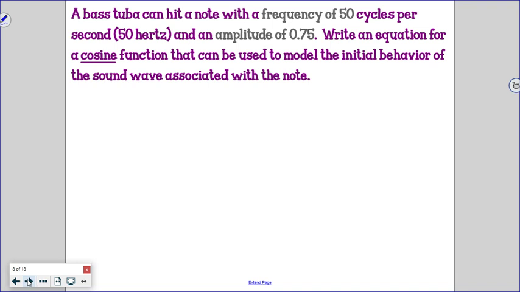All right, so the information given: frequency is 50, amplitude is 0.75. Very quickly, if frequency is 50, what's period? 1 over 50, right? Just turn it upside down. There is no changing the number, no nothing. If we have one, we turn it upside down to get the other. It doesn't matter which one you have. You turn it upside down to get the other.